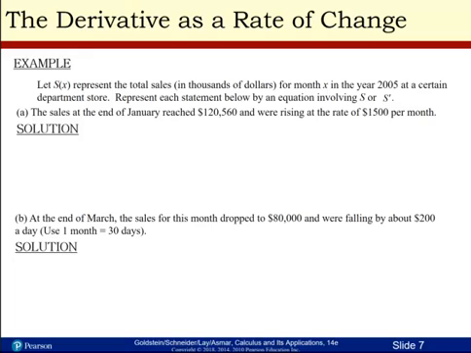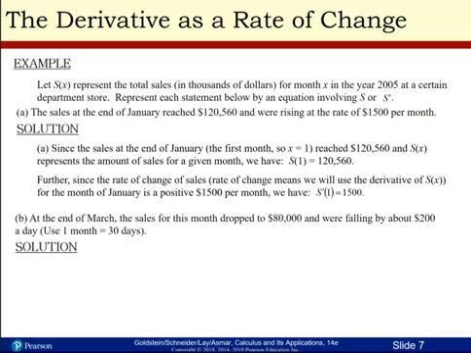So we have this example. Let S of x represent the total sales in thousands of dollars for month x in the year 2005 at a certain department store. Represent each statement below by an equation involving S or S prime. Question A. The sales at the end of January reached $120,560 and were rising at a rate of $1,500 per month.